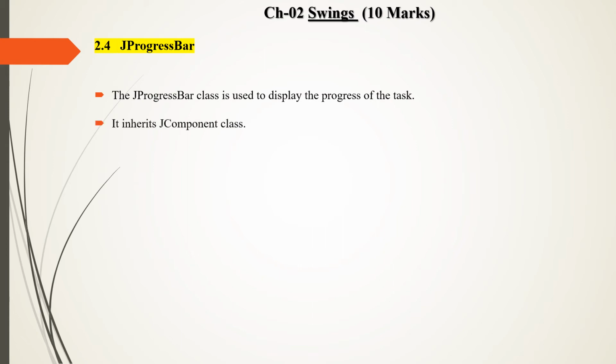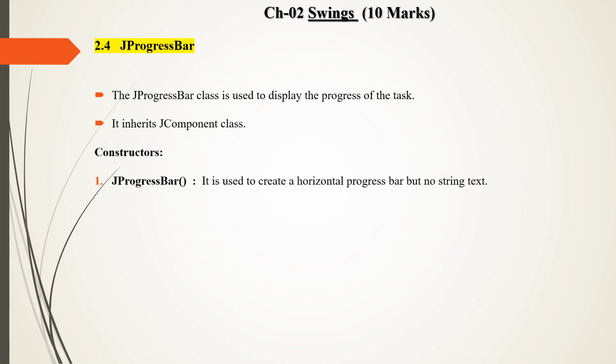It inherits the JComponent class. So the JComponent class is the superclass for JProgressBar. Next, we define the constructors of the JProgressBar class. The first constructor of JProgressBar class does not have any parameter. It is used to create a horizontal progress bar but with no string text. So by default, the horizontal progress bar is created with no string.